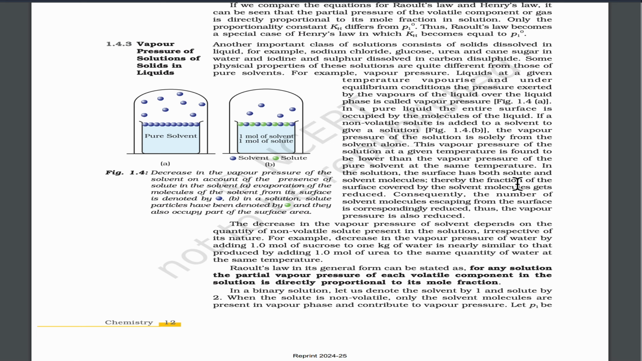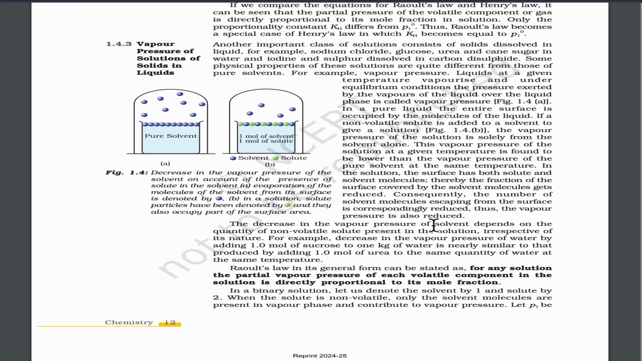So in the solution, the surface will have both solute and solvent, thereby the fraction of the surface covered by the solvent molecules gets reduced. Consequently, the number of solvent molecules escaping from the surface is correspondingly reduced. Thus, the vapor pressure is also reduced. The number of molecules escaping and becoming vapors will reduce, because here all the 10 had got vaporized, then here only 5 will be able to vaporize. So that is why the vapor pressure decreased.